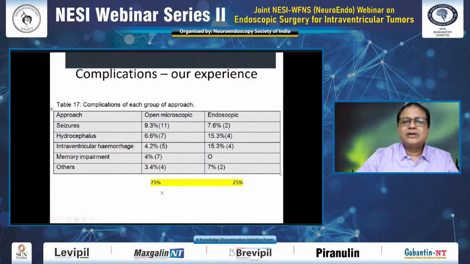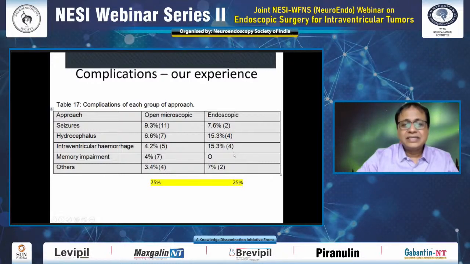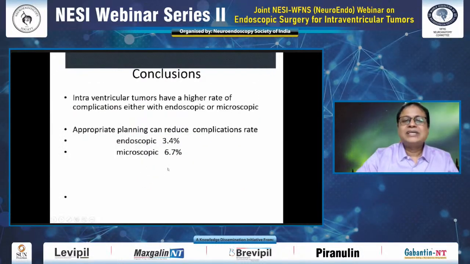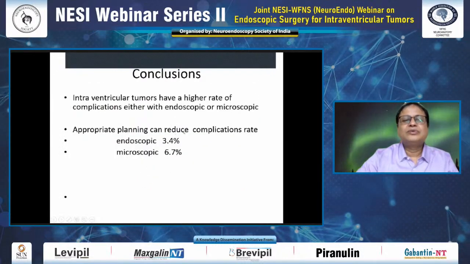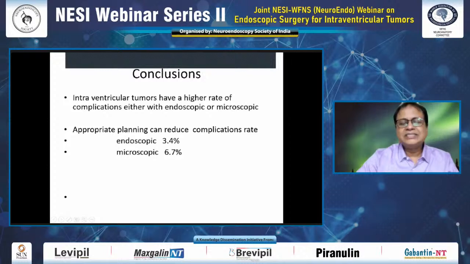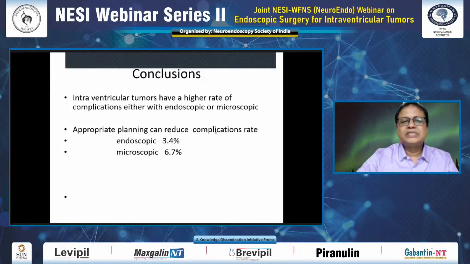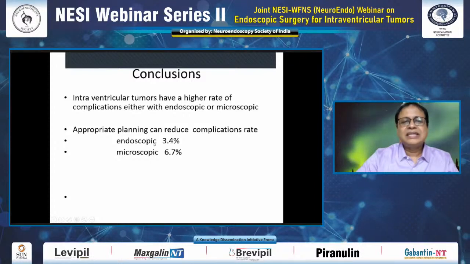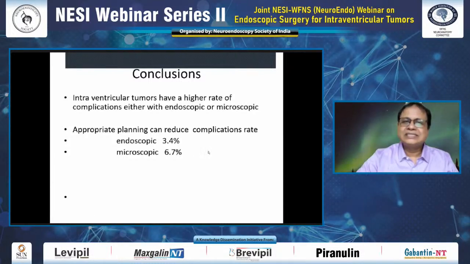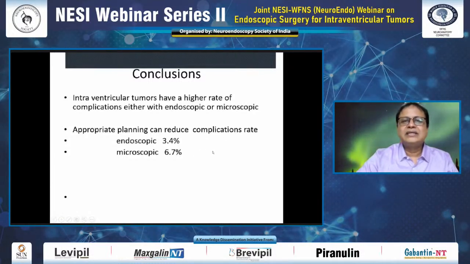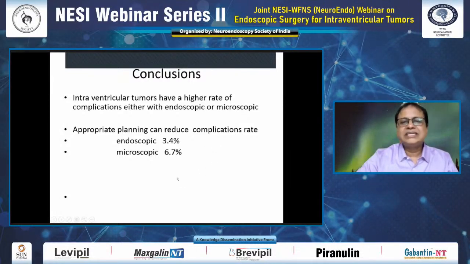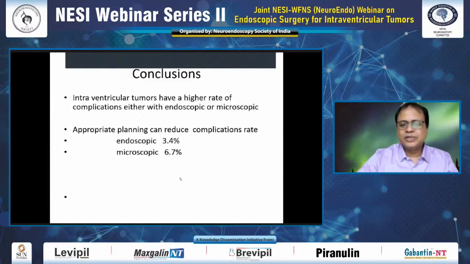And so the complication rate at the end in microscopic was a little higher, 6.7% to endoscopic, almost double. But then one has to also understand that larger tumors were operated with microscope and smaller tumors with endoscope. So one cannot tell that endoscopy is better over microscopy because we had a bias in selection of cases. As such, intraventricular tumors have a higher complication rate, with both endoscopic and microscopic. But when we select properly, we can reduce the complication rate with either endoscope or microscope.